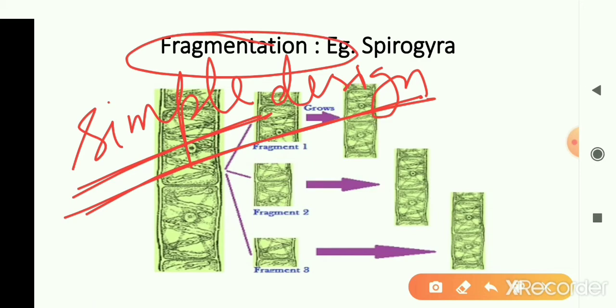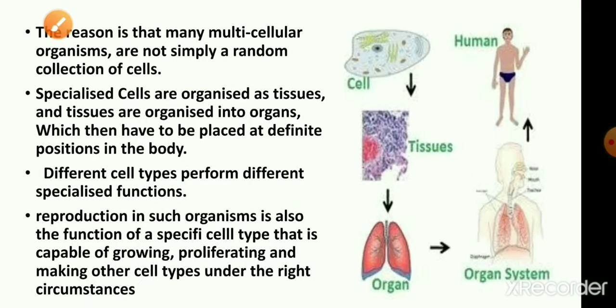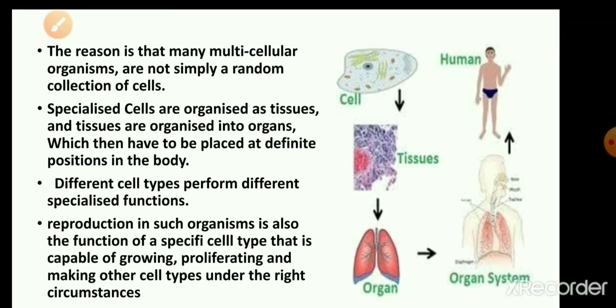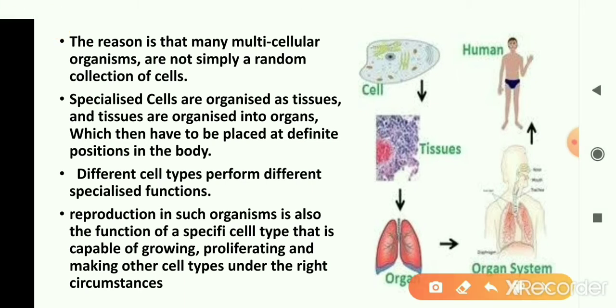The process of fragmentation is not possible in organisms like us, or other organisms which have a complex body design. There you don't find that they reproduce by the process of fragmentation. And why is that? Because in multicellular organisms with a complex body design, the body is not a random collection of cells. Our body, if you take ourselves as an example, is not just a collection of cells.